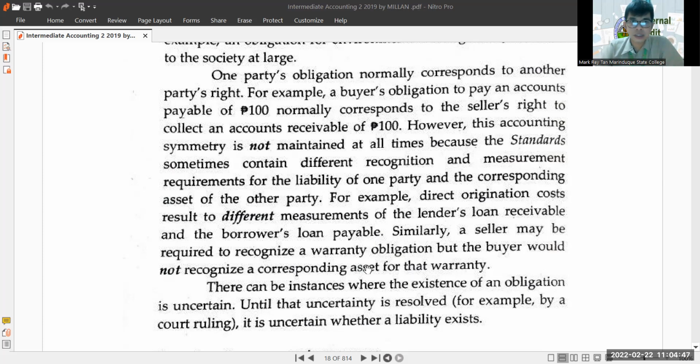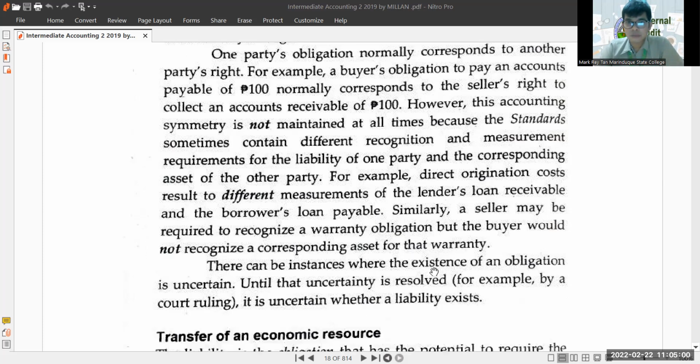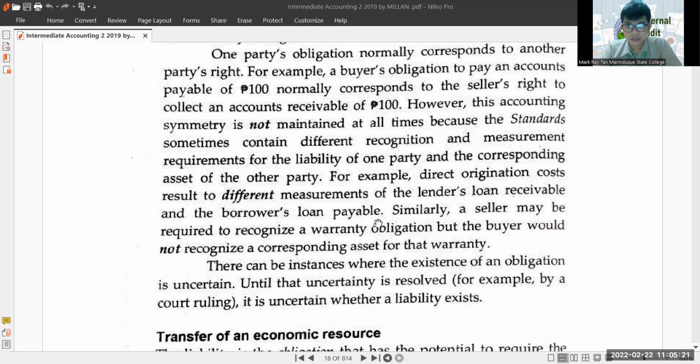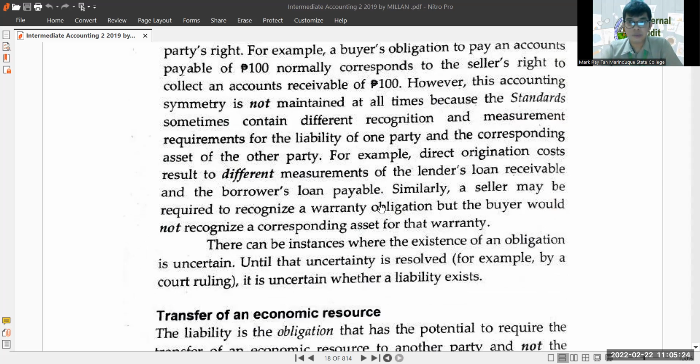Similarly, a seller may be required to recognize a warranty obligation, but the buyer would not recognize a corresponding asset for that warranty. So for this warranty, we have a separate discussion for this. Pero katulad ng unang example dito sa 1 million na utang. So ganun din yung gustong sabihin dito. Ano? Yung symmetry or yung concept na ito na one party's obligation normally corresponds to another party's right. Ayan. It's not always the case. Okay. Sige, too much for that.